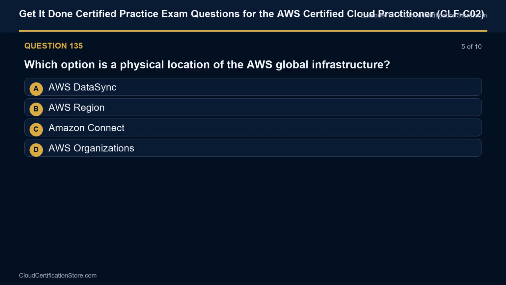Question 135. Which option is a physical location of the AWS global infrastructure? Option A, AWS DataSync. Option B, AWS Region. Option C, Amazon Connect. Option D, AWS Organizations.